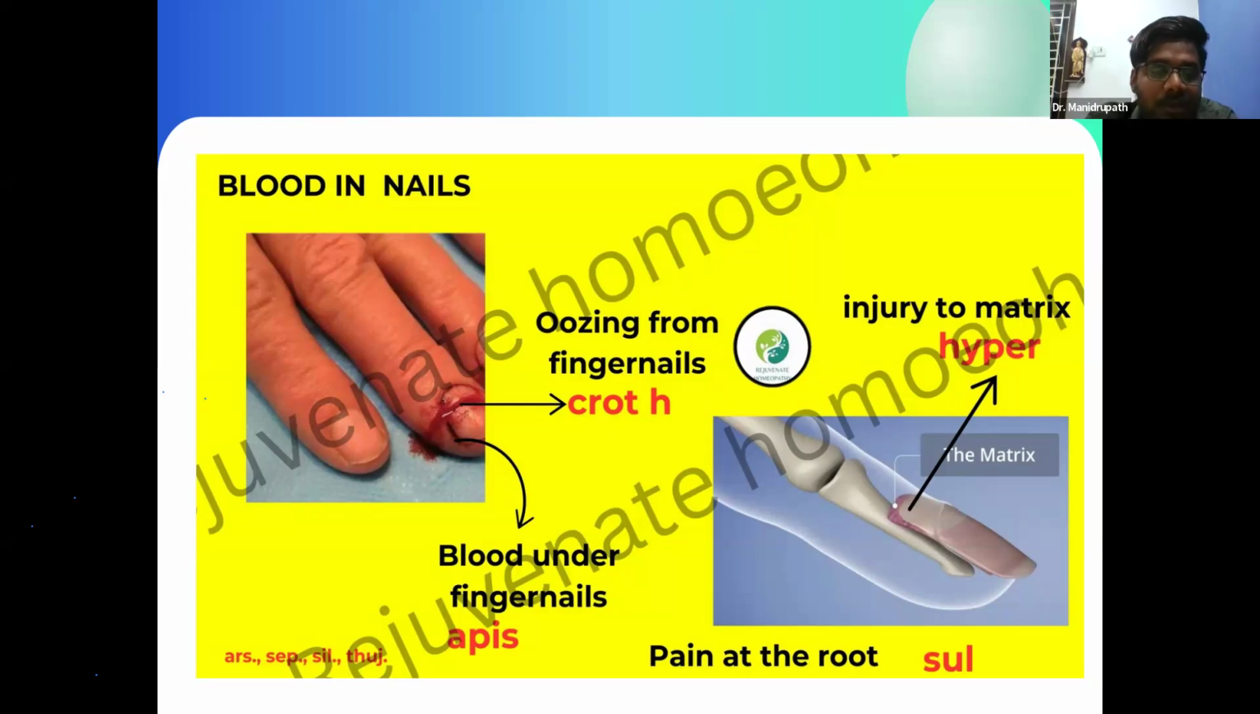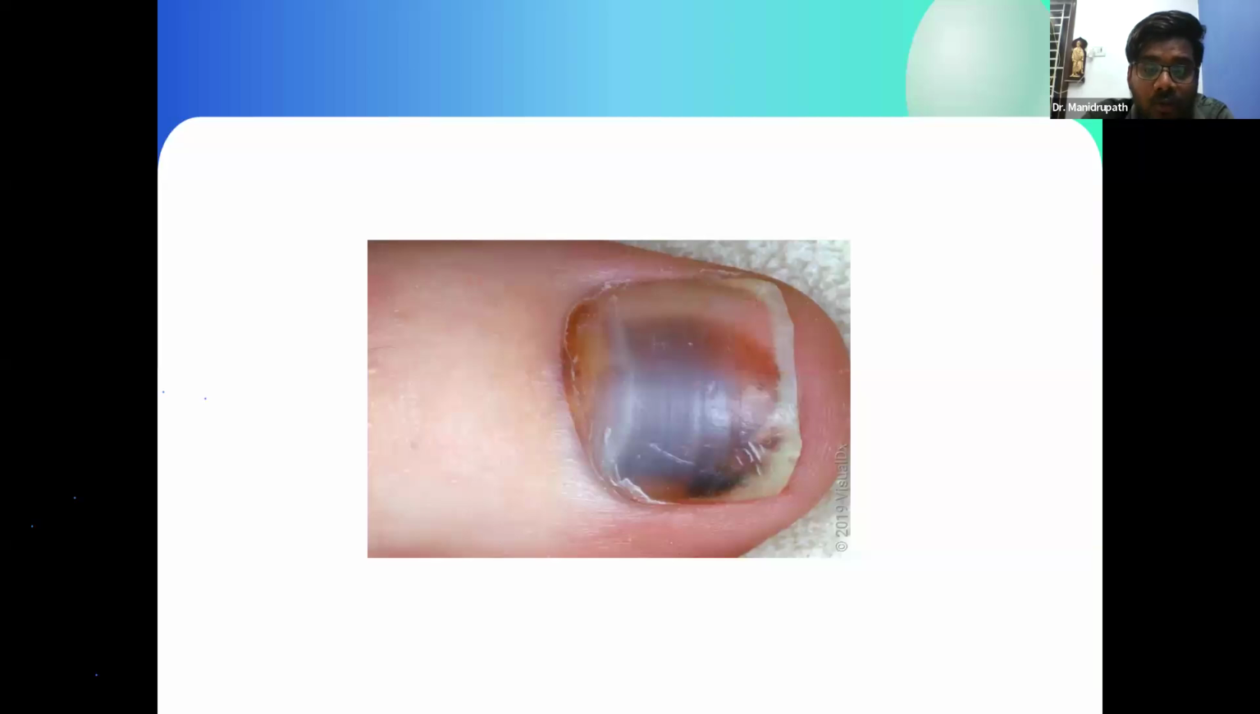Pain at the root is Sulfur. Blood under the fingernails is Epis. Oozing from the fingernails is Crotalus horridus. This is the quite difference you can see in these remedies. So this is a picture for the blood under the nails, while prescribing you can think of these.